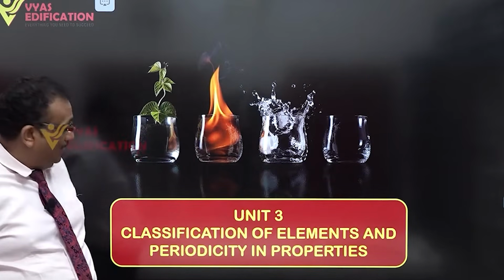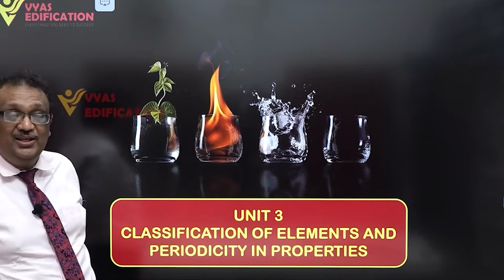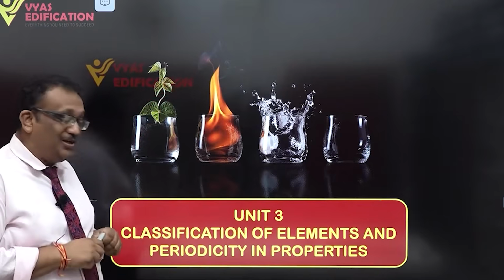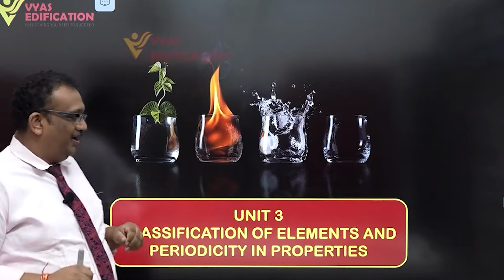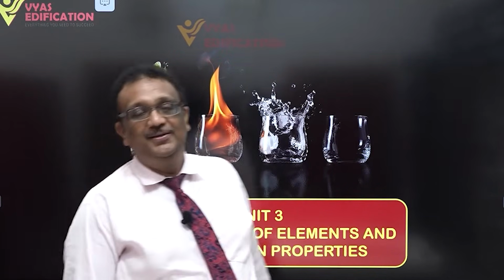Hello students, we are talking about Unit 3 of NCERT discussion, and this is classification of elements and periodicity in properties. We are talking essentially about periodic table. Periodic table is a very interesting chapter. Why? Because it is the first chapter which brings a lot of systemization and organization to an utter chaos.